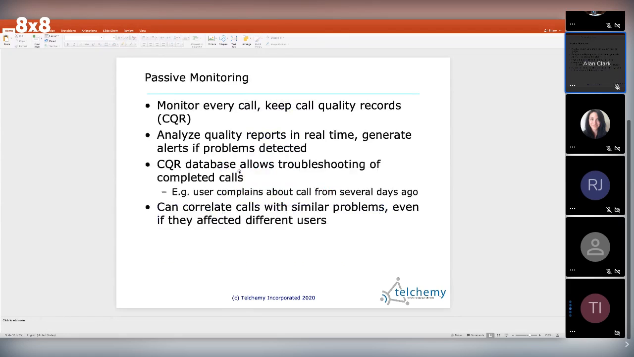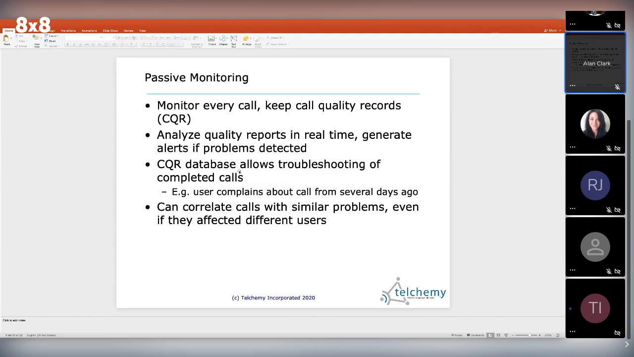Okay, so now passive monitoring. The idea behind passive monitoring is that we want to monitor every call. Some people have argued in the past that surely you only need to monitor the bad calls, but that presumes you know what they are. It's good to have the distribution where you have good calls and bad calls, and you can compare the two, and you've got complete data on the service.